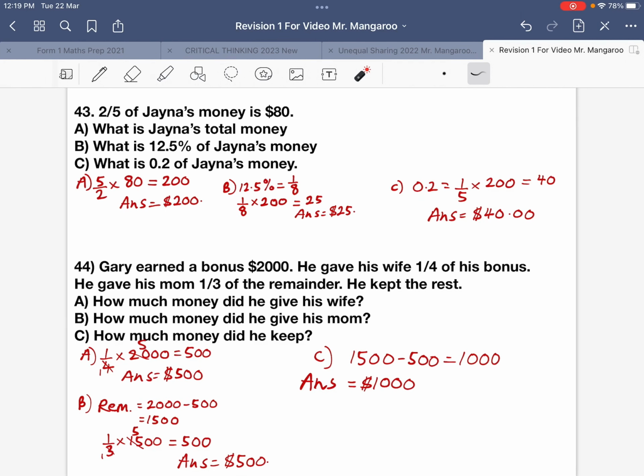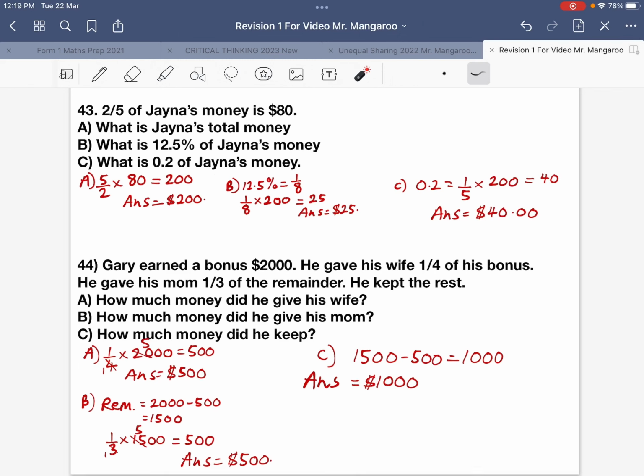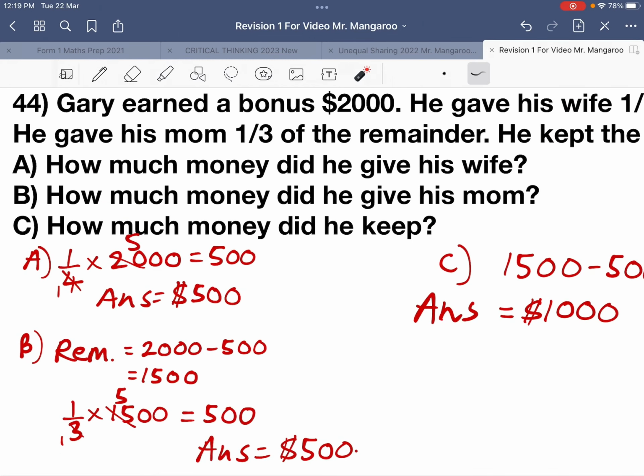44. Gary earned $2,000. He gave his wife a quarter of the bonus. His mom a third, he kept the rest. How much did he give his wife? So a quarter of his bonus, so that's a quarter of 2,000 is 500.